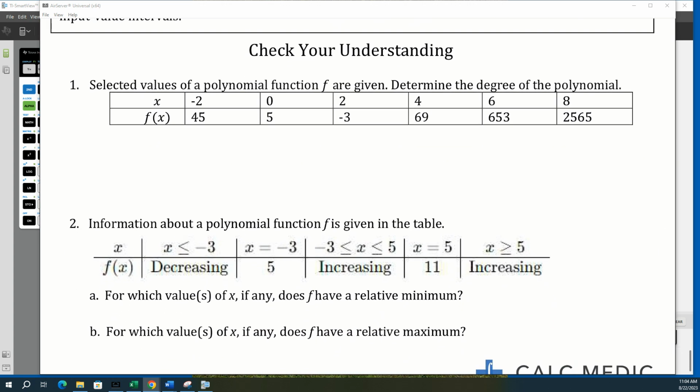And so on number one, we have selected values of the function f. We're going to determine the degree of the polynomial. And so we're just going to start subtracting. Now, I don't actually have to find rates of change because these are equally spaced input values. So we can just do the differences. And so I would take 5 and subtract 45. And I know you guys can do this. If you just want to fill in the numbers, it's okay. So I'm just taking 1 and subtracting the previous one.